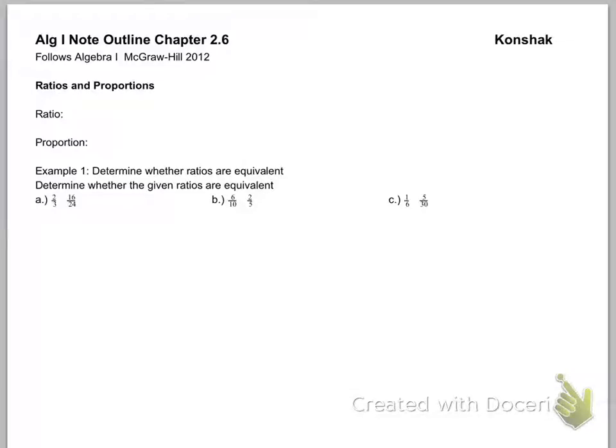So, chapter 2.6 of Algebra 1, we're going to talk about ratios and proportions. We probably first should start off with defining what's a ratio versus a proportion. What is a ratio? Yes, it's a comparison between two numbers with division. Okay, so it has division. A ratio can be something like A over B, A to B.